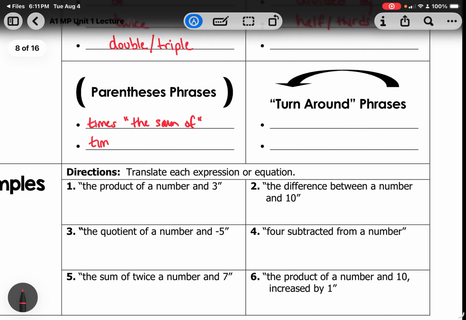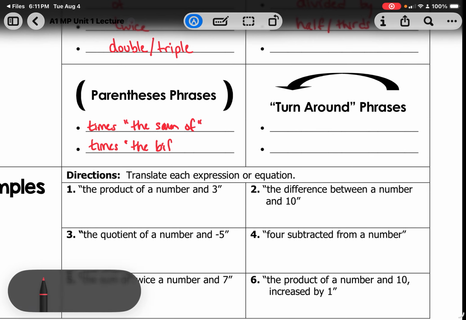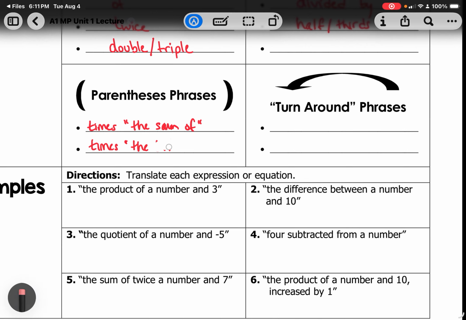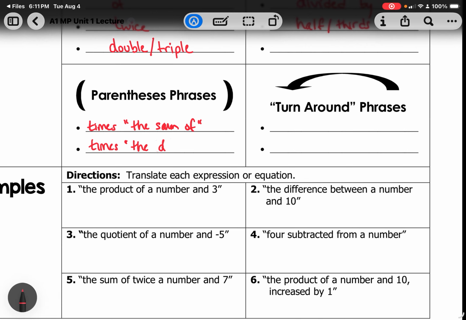If we have times the difference of, or the difference between, that would be another time that we would want to be using parentheses. The difference of, or it could be the difference between, so I'll put between on this one.